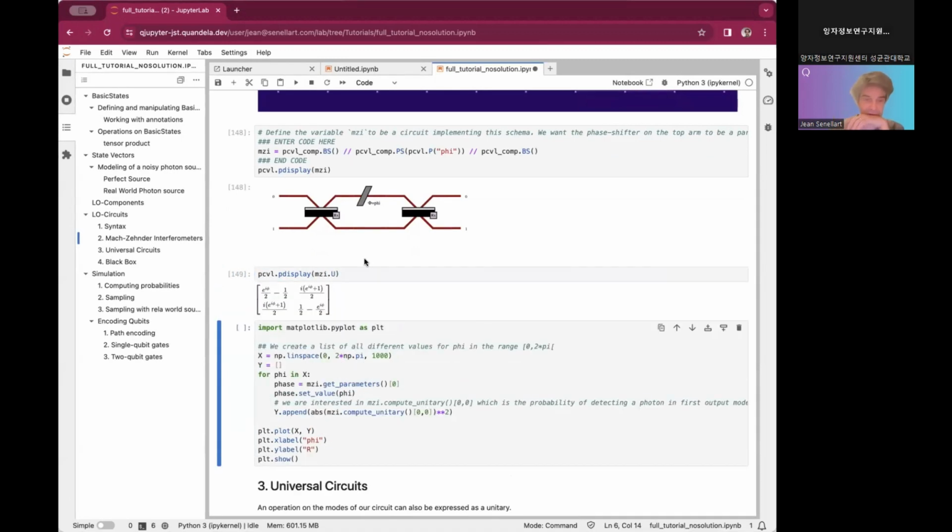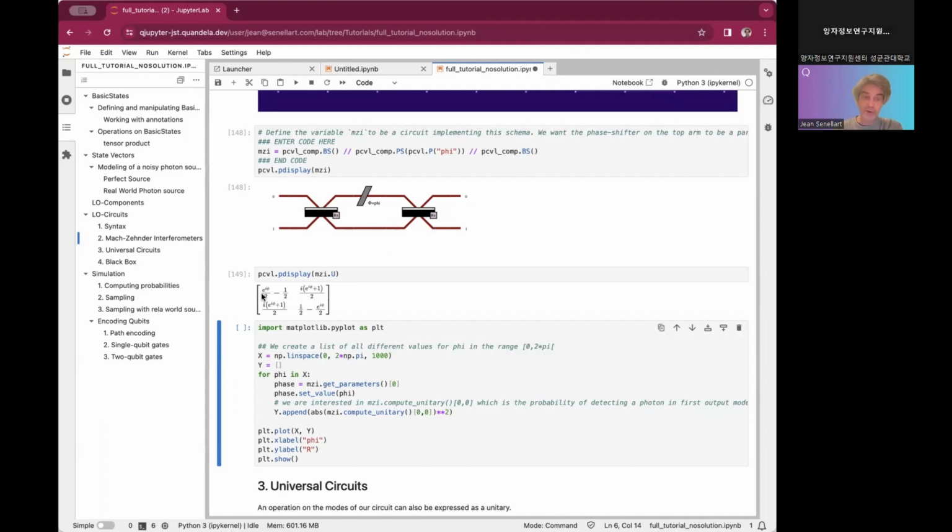So if I display my unitary, you see that there is phi here. So what we want to do is to compute something very easy to know: if we send only one photon here, and we want to check the probability of getting a photon on the first mode, then I told you that to do that, we'll be doing the permanent. But the permanent of what?